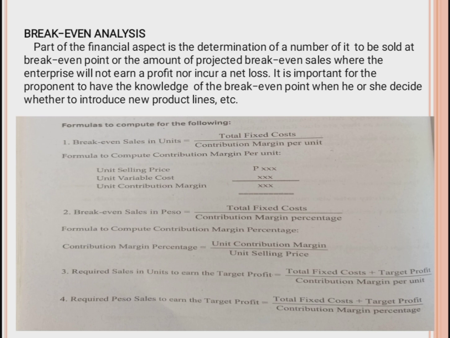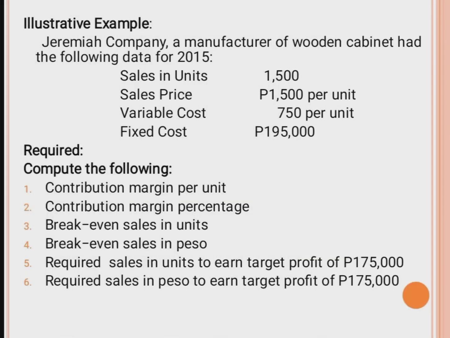Number 3, required sales in units to earn the target profit equals total fixed cost plus target profit divided by contribution margin per unit. Number 4, required peso sales to earn the target profit equals total fixed cost plus target profit divided by contribution margin percentage. Next, illustrative example.